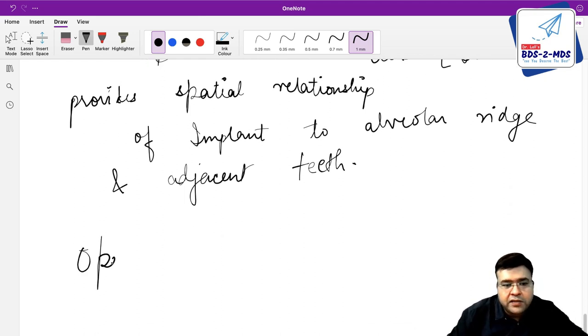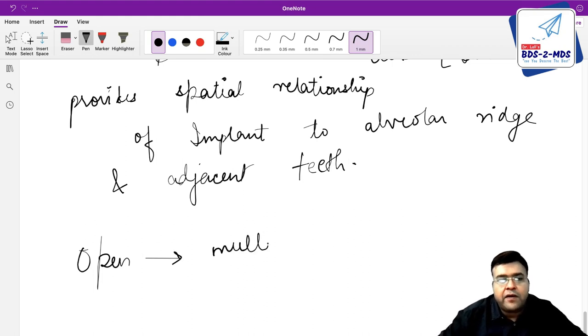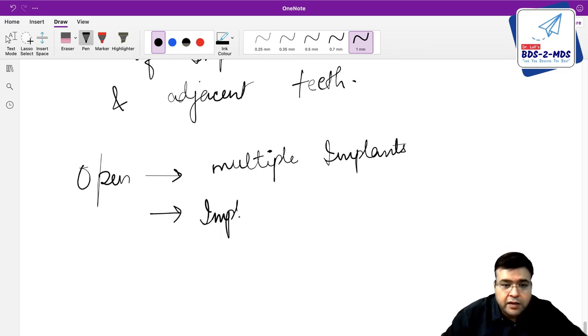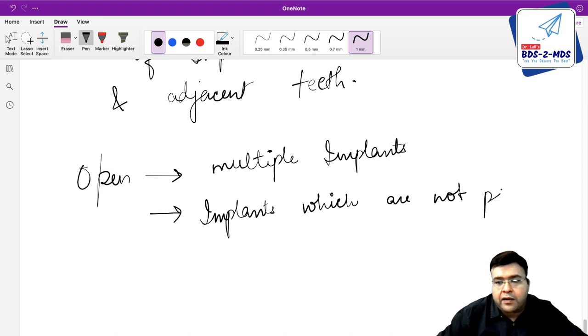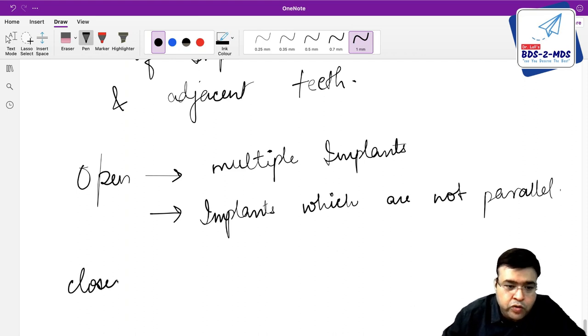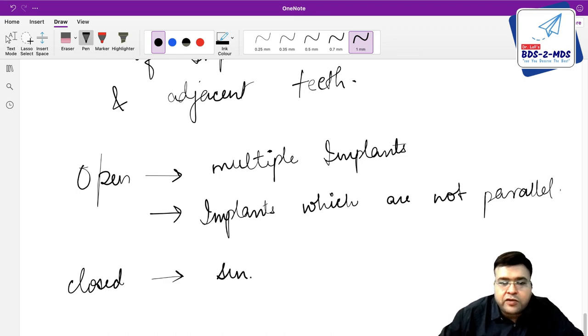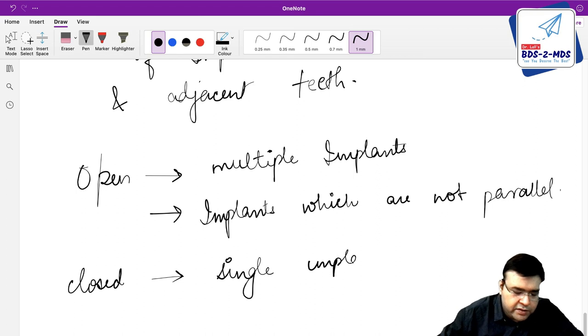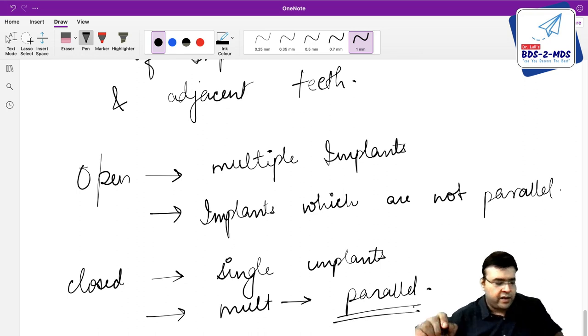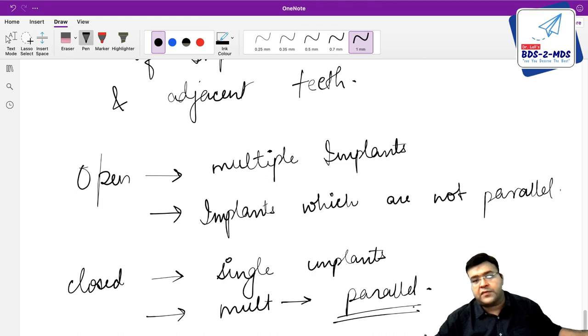Now, open tray copings are primarily indicated when you have multiple implants and when you have implants which are not parallel, right? Different angulation, misangled implants. That is where you use an open tray coping. Where do I use a closed tray coping? A closed tray coping is usually used for single implants, or they can be used for multiple implants only when the implants are extremely parallel, right? Otherwise, you do not use these closed tray copings.